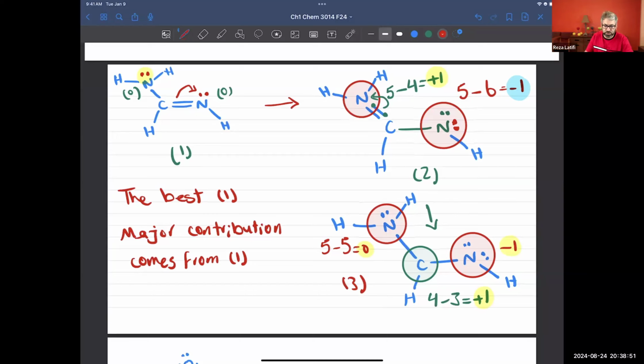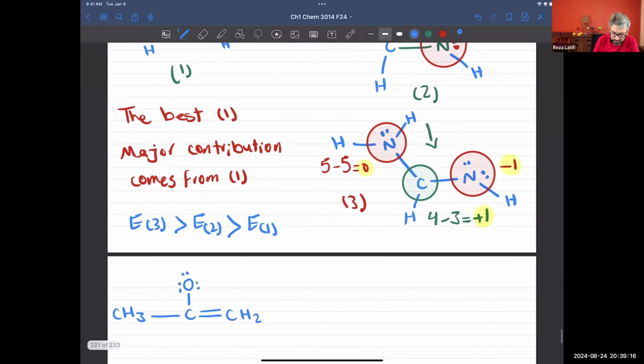So if I want to order them, number 1 is the best structure. Number 1 will have the lowest energy. That means it's going to be the best structure. And then number 2 has higher energy than number 1, which means it's less stable than number 1. And the worst structure will be number 3. This is going to be the worst.